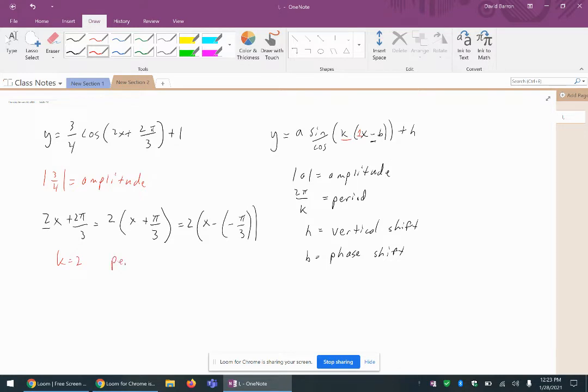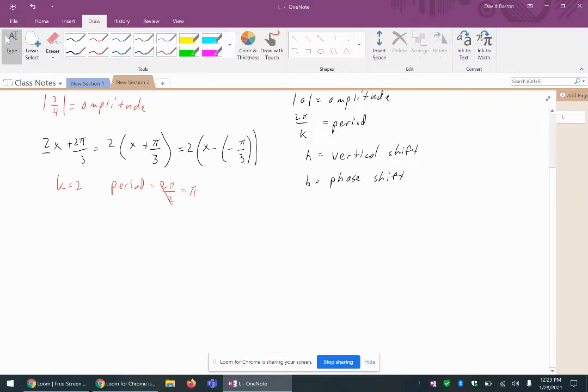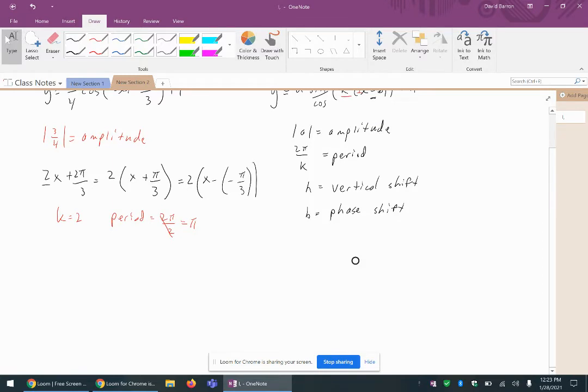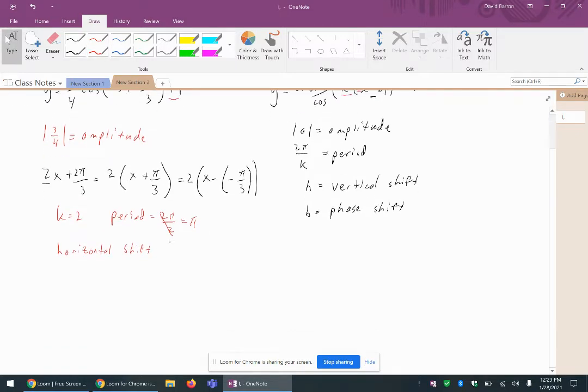So our period is going to be 2 pi divided by 2, or pi. The period of the regular sine and cosine function is 2 pi, so this is going to repeat faster, scrunched up compared to the regular sine or cosine function. And our vertical shift, in this case, is plus 1, so this is going to tell us the graph has moved up 1, and our phase shift is negative pi over 3.